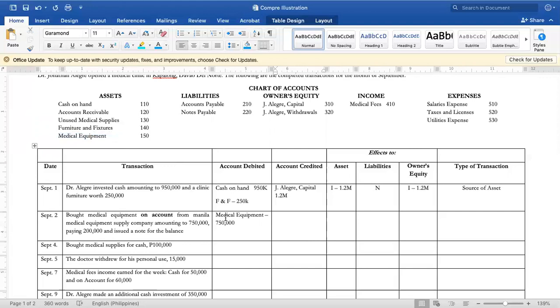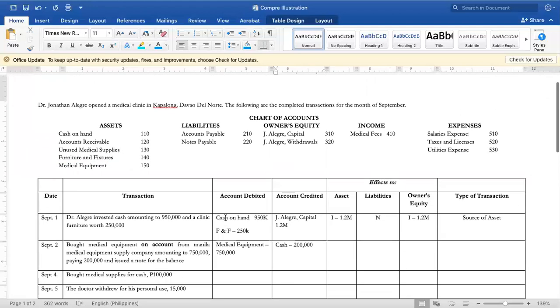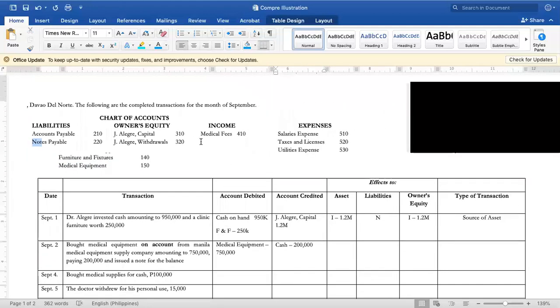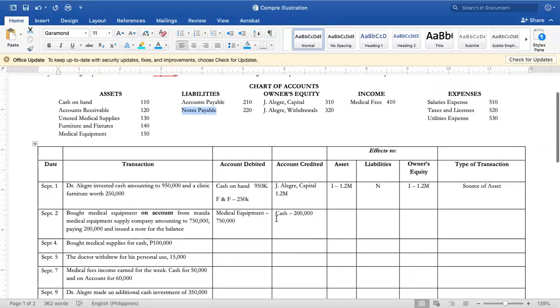But unsa atong gihatag? Di ba sa transaction? Unsa atong gi-credit sa transaction? Nag-credit ta, nag-down payment tag cash pila. That is 200,000. Aside sa cash, naghatag ta og note. Kumbaga giutang nato, note. Therefore, tan-aw nato sa T account na atay notes payable, di ba? So that is nagbayad ta at the same time nagkautang ta. Pero nag-issue tag promissory, so that is notes payable.